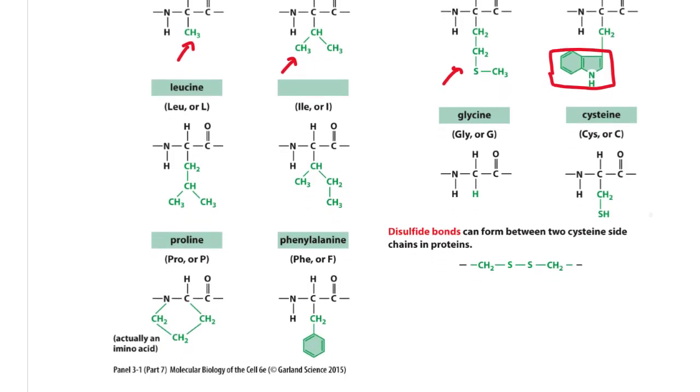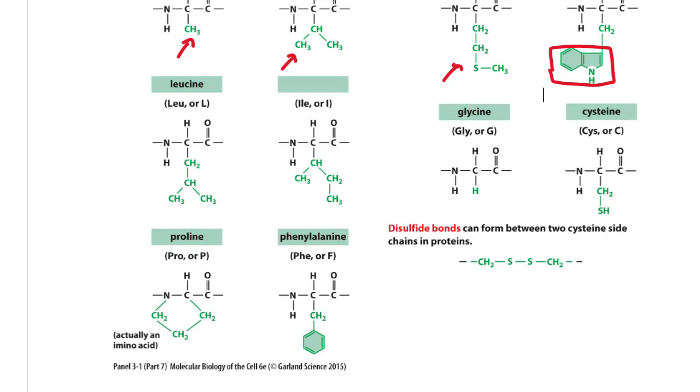And all the other ones are basically the same way. These are all nonpolar side chains. Thus, these amino acids get classified as nonpolar amino acids. Now, two cysteines can form a disulfide bond, and that's being shown here. We're not going to be discussing disulfide bonds in this class, but it's something to be aware of.